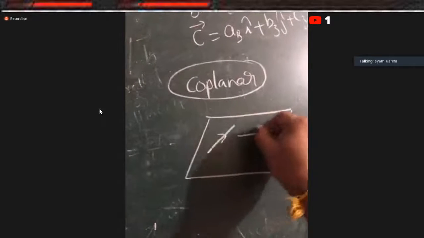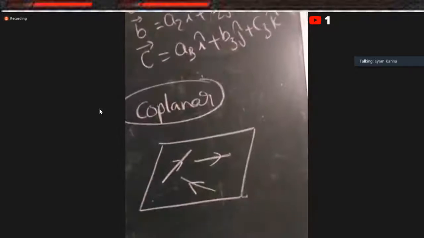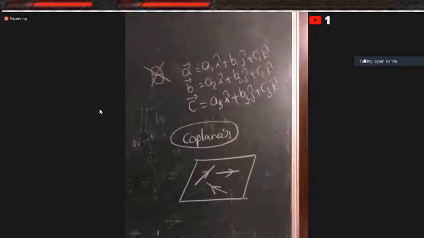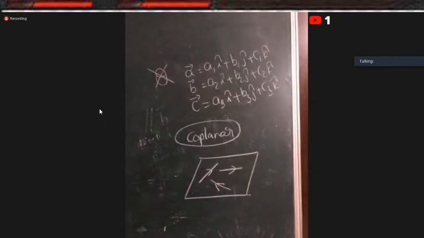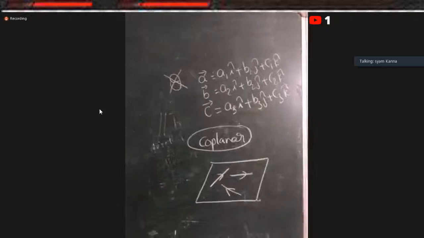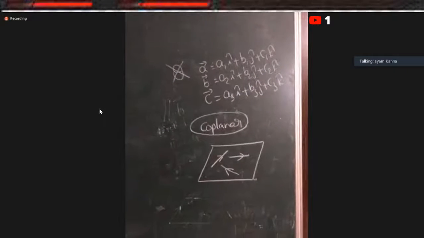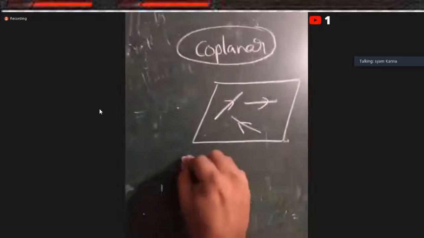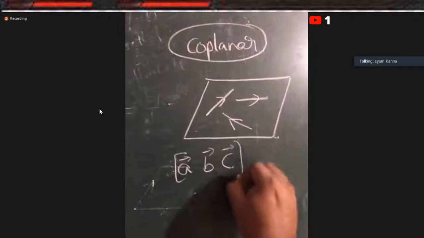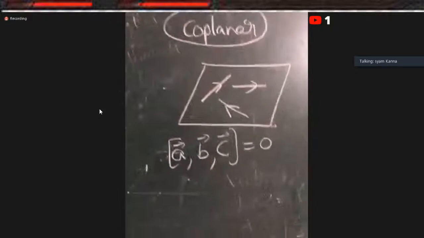All the three vectors are on the plane, lying on the plane. We say that the vectors are coplanar, lying on the same plane. Then what will happen? The box product [A bar, B bar, C bar] will be 0. You can leave a gap like that or you can put commas, no problem.